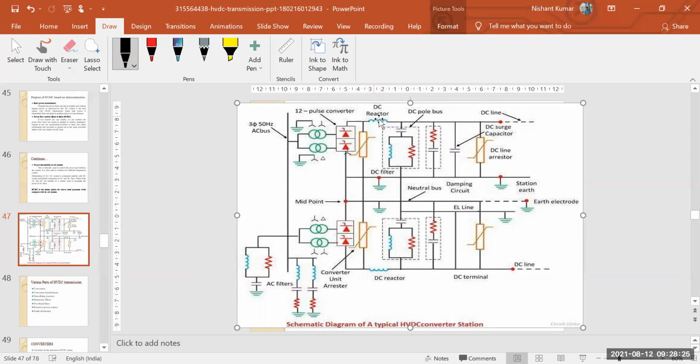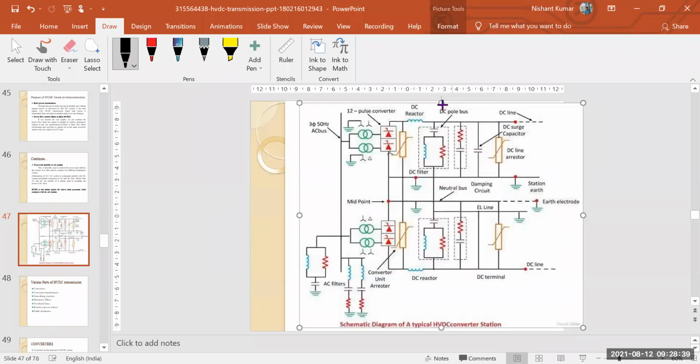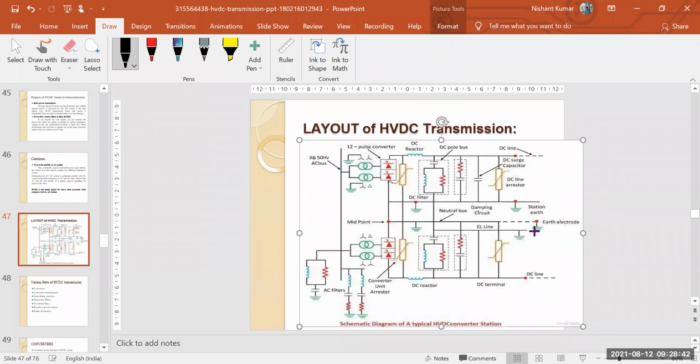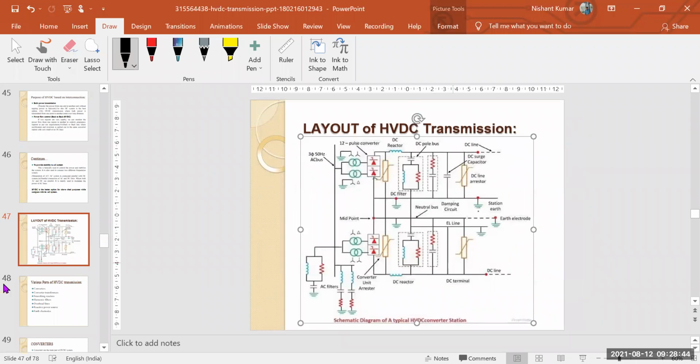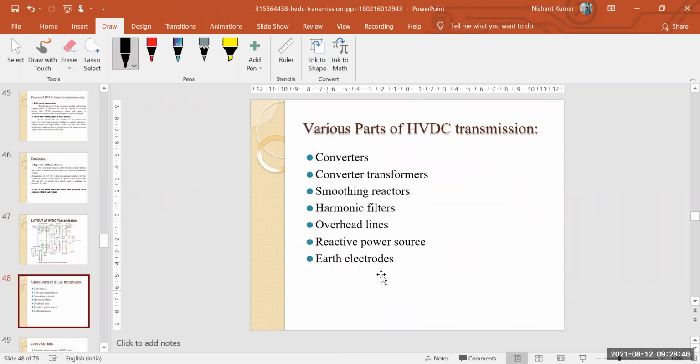DC reactors or smoothing reactors. This is your DC filters. DC filters or DC reactors, which protect in two ways. So in this you get a clearer view. You will get more than sufficient material in this PPT. I will be uploading this PPT.